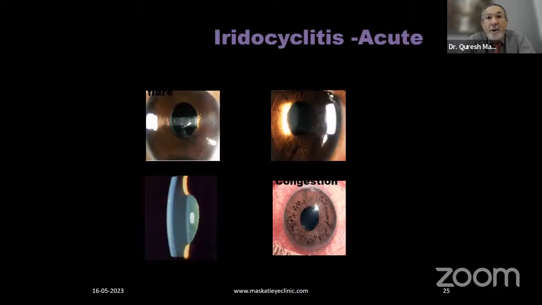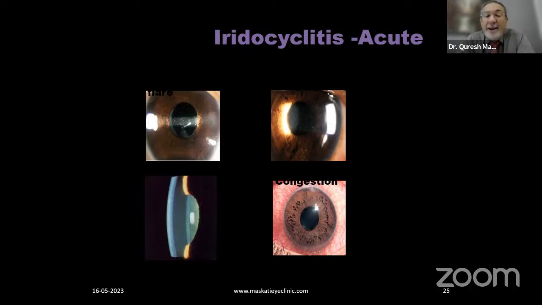Then we have iridocyclitis. The iris is the brown portion of the eye. In white-skinned individuals, it can be blue or green, but usually we have shades of brown, dark brown, light brown. In the center, there is an opening in the iris, which is called the pupil. If the iris is inflamed, you'll find that the pattern of the iris, you can see in the lower right, the iris has got a pattern.